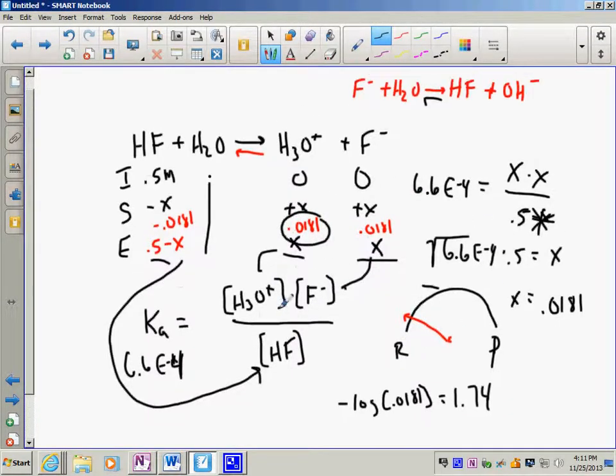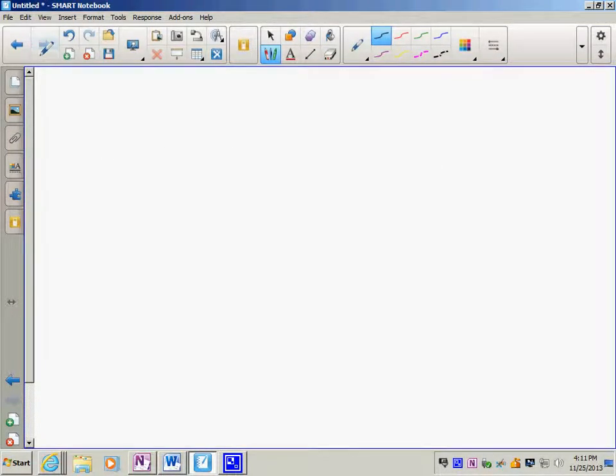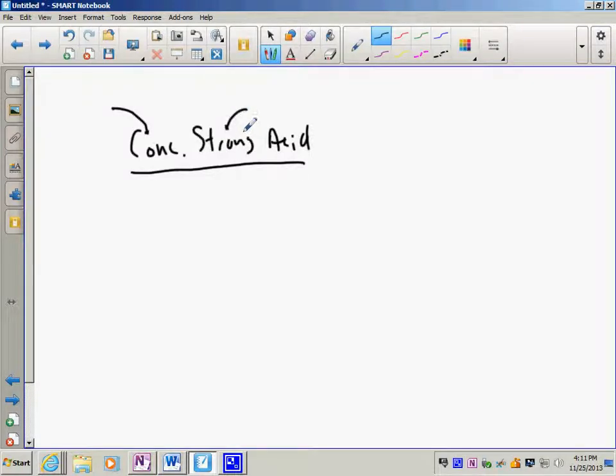Just one example. Okay, terms: concentrated strong, concentrated weak, dilute strong, dilute weak. Let's draw some pictures of these. My first one is a concentrated strong acid. There are two terms here. One is concentration, which really refers to moles per liter, and strength of the acid means, if we have an acid, what fraction of them kick over to products at any one point in time. Does it go to completion, or do we only get a little bit at a time?